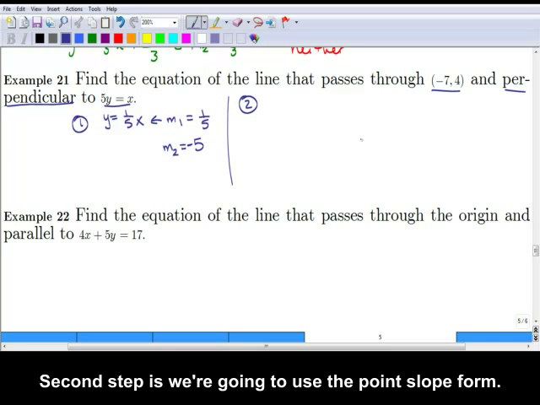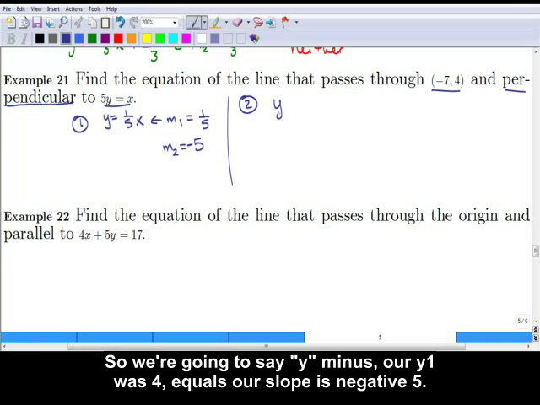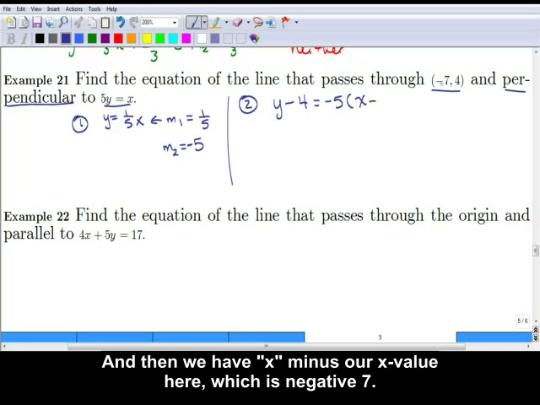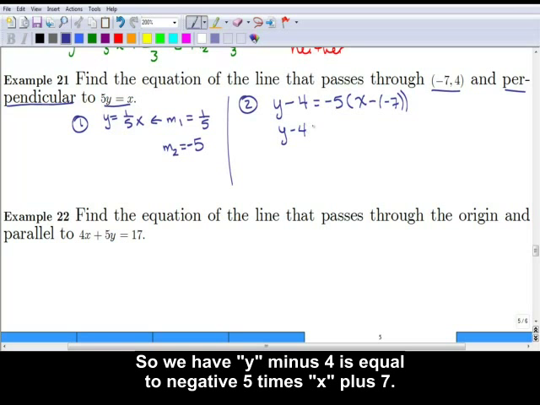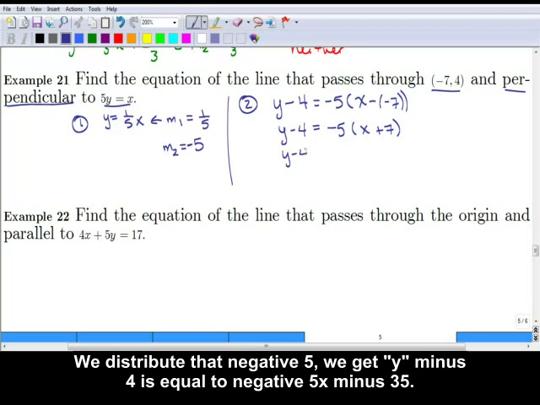Second step is we're going to use the point-slope form. So we're going to say y minus our y1, which was 4, equals our slope, negative 5, times x minus our x value here, which is negative 7, and now we need to simplify and put things in slope-intercept form. So we have y minus 4 is equal to negative 5 times x plus 7. If we distribute that negative 5, we get y minus 4 is equal to negative 5x minus 35.